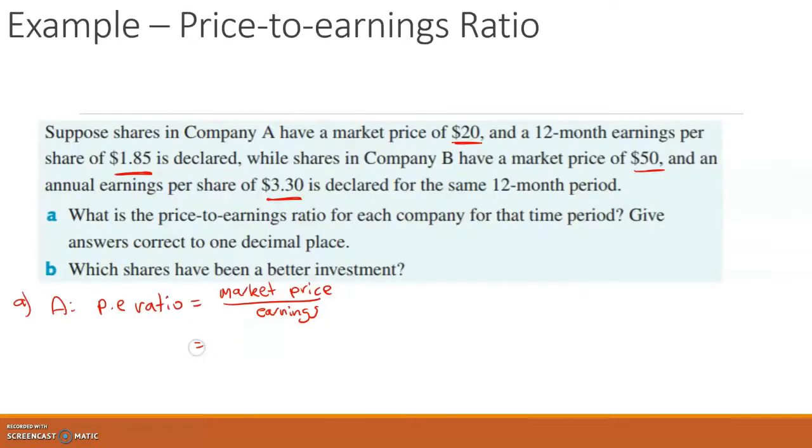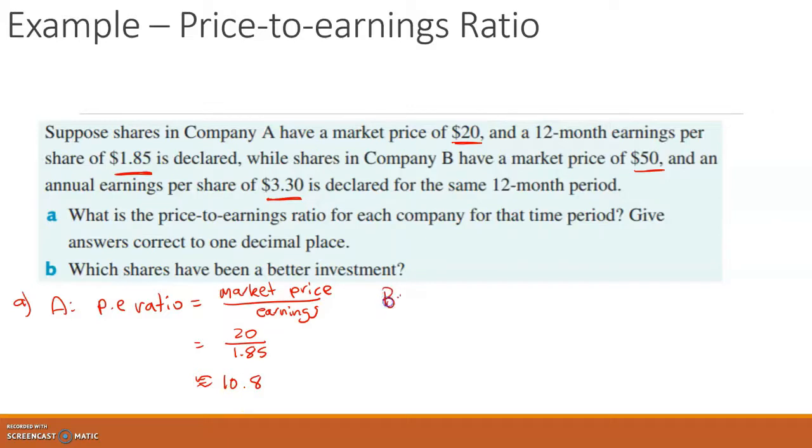So for Company A, that is $20 divided by $1.85. And let's see what we get there. 20 divided by 1.85 is, to one decimal place, because that's what the question asks for, 10.8. So the PE ratio for Company A is 10.8.